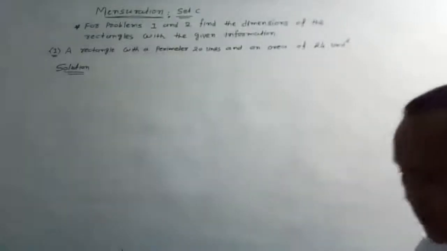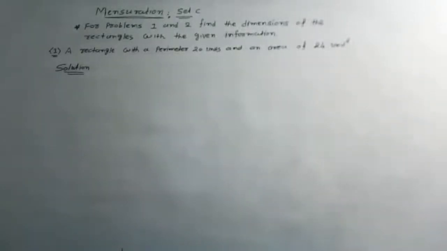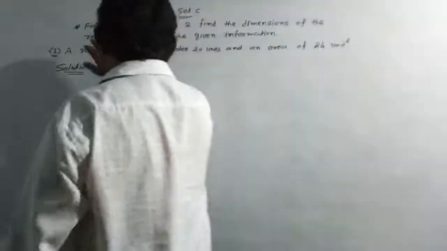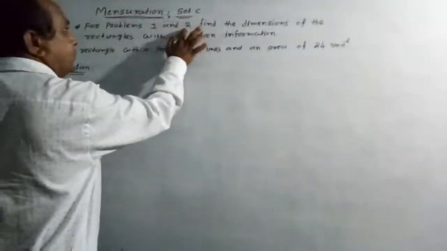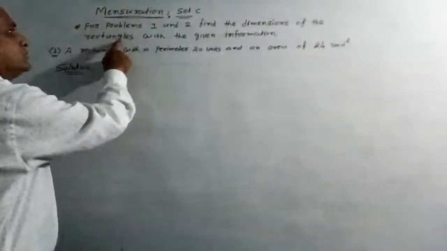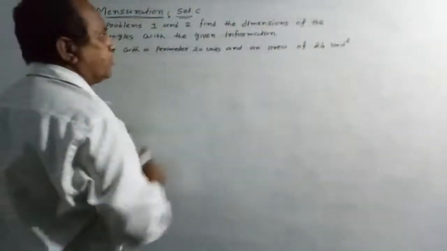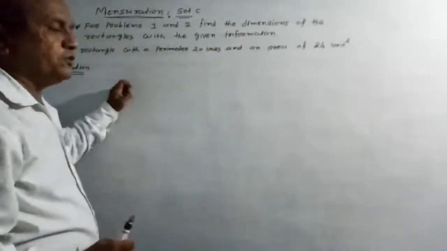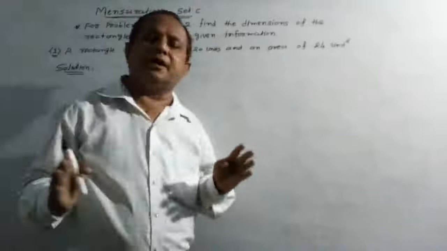Now here, mensuration set number C. For problems 1 and 2, find the dimensions of the rectangles with given information. આપેલી સૂચના મુજબ ડાયમેન્શન મેળવવાનું છે, એટલે બે બાજુઓ મેળવવાની છે, લંબાઈ અને પહોળાઈ.